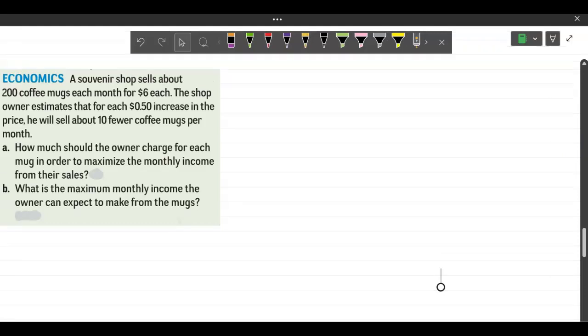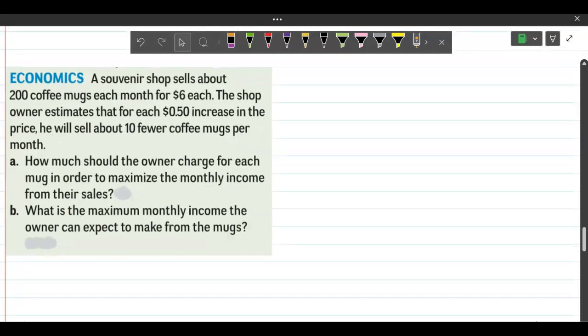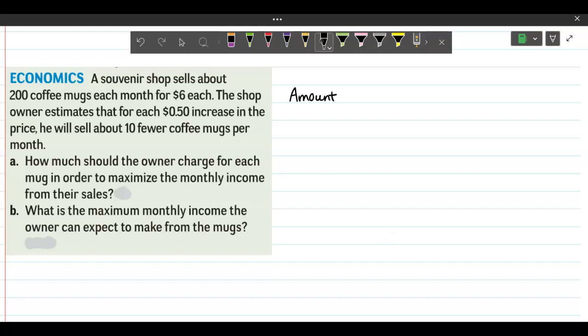Historically, many of my students in Algebra 2 struggle with this type of word problem, this quadratic word problem, because it's a little different to set up than anything we've done in the past. Here we know that the amount of money that this souvenir shop owner is going to make, you can compute that by simply taking how many mugs he sells and multiplying it by the cost per mug. So this souvenir shop owner would make $1,200 because he's selling 200 mugs. They're $6 a piece. He would make $1,200.